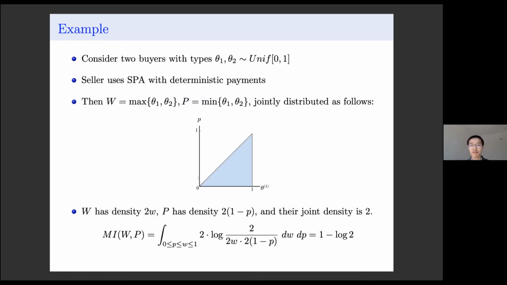Now, having calculated this joint distribution, we can also get their marginal distributions. W turns out to have density 2 times little w. The random variable P has density 2 times (1 minus p). And plugging these densities into the KL divergence formula, we can compute the mutual information between these two random variables.